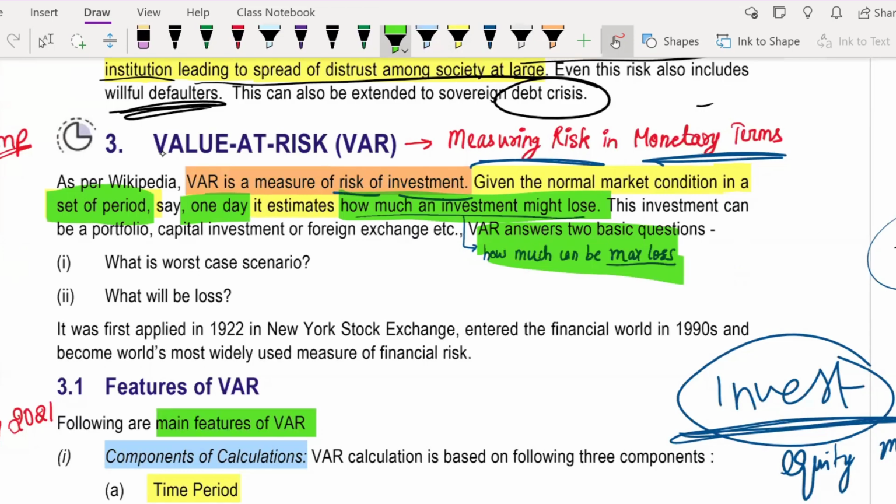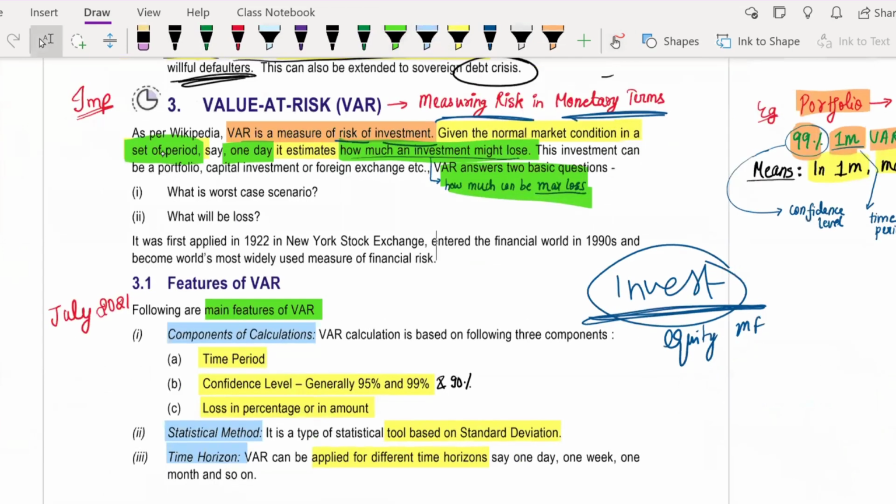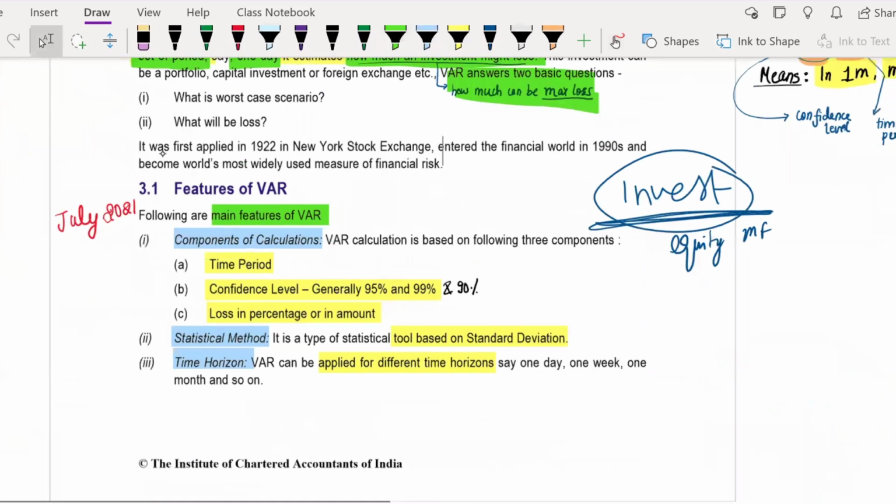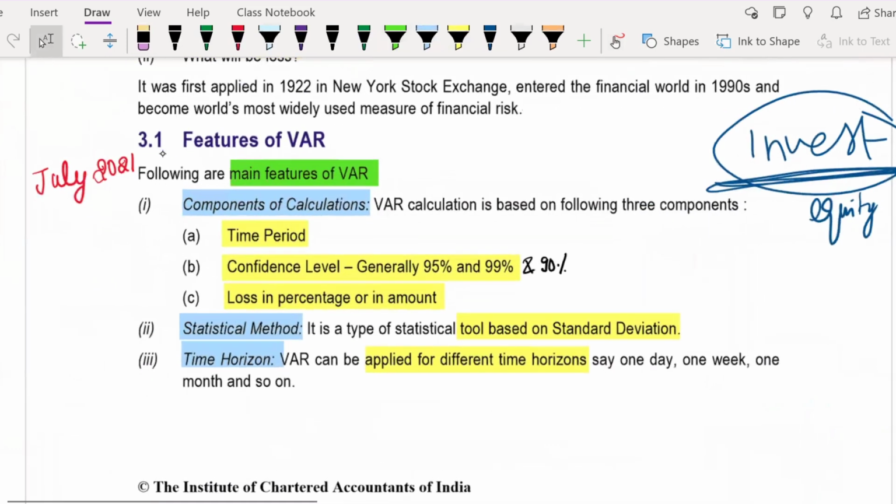Have you understood what value at risk means? Any doubts in this? Can we move on to understanding the features of value at risk? Any doubts? Okay, fine. So I don't see any doubts there, so I'll continue.